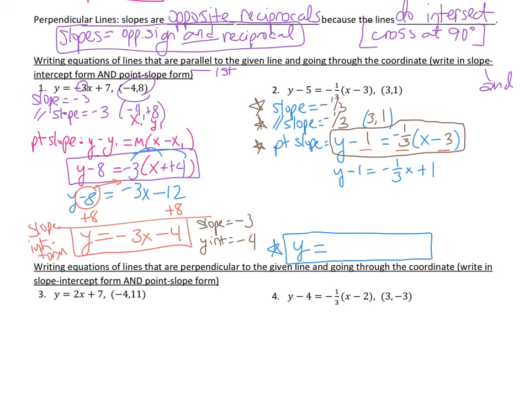When you distribute, you should get a +1, and then you can add your 1 to the other side. So you would end up with y equals -1/3 x, and then +2. So your slope is still the -1/3. Your y-intercept now is going to be at +2.